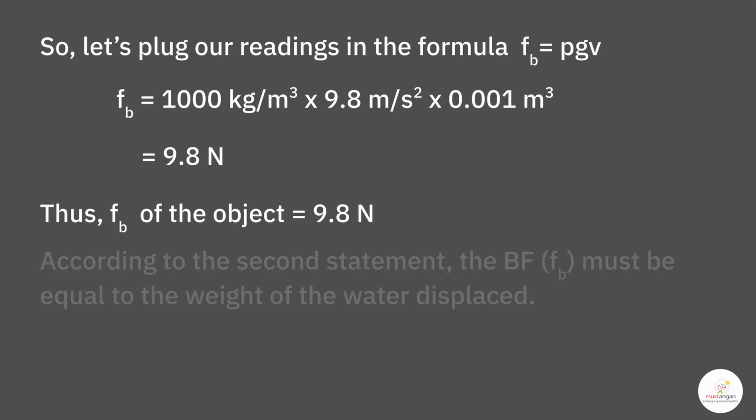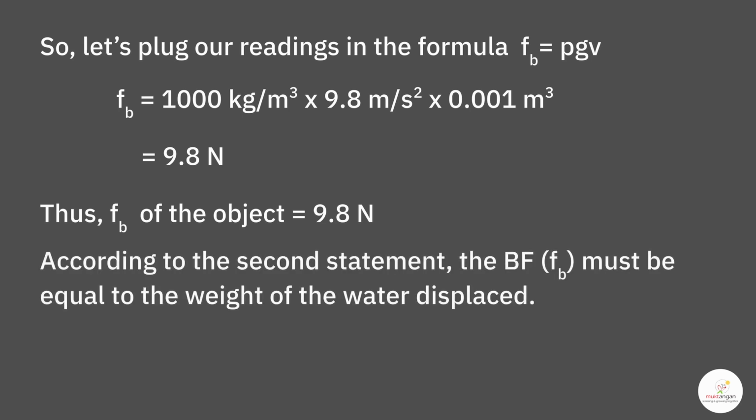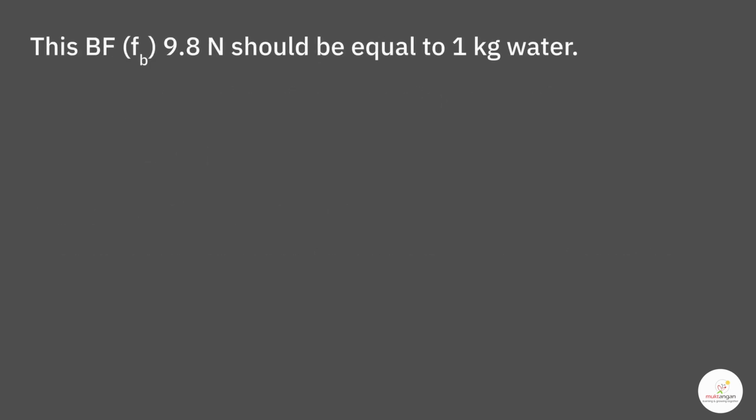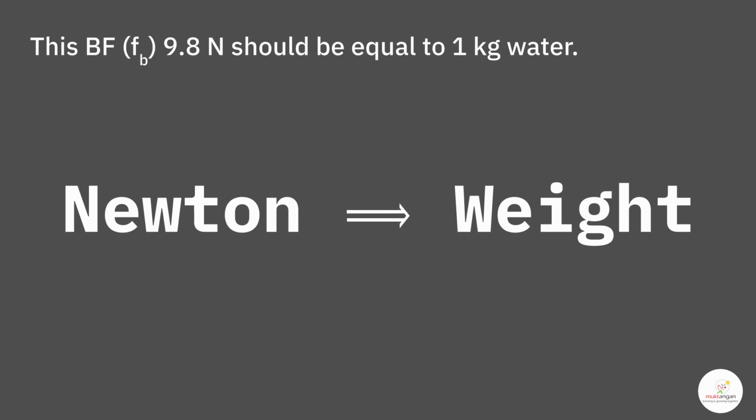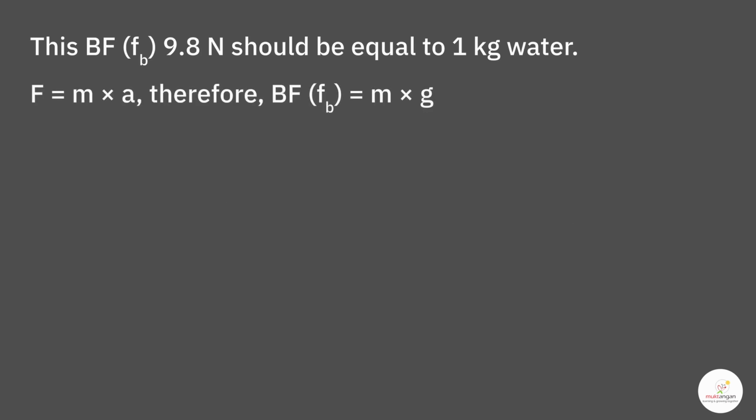Now, according to the second statement, the buoyant force must be equal to the weight of the water displaced. So this 9.8 N should be equal to 1 kg of water. So how do we do that? To find out whether it's equal, we have to convert the buoyant force, which is in Newton, into weight. You know the force is equal to mass multiplied by acceleration due to gravity, that is F is equal to mg. Here our F is 9.8, which you already calculated.